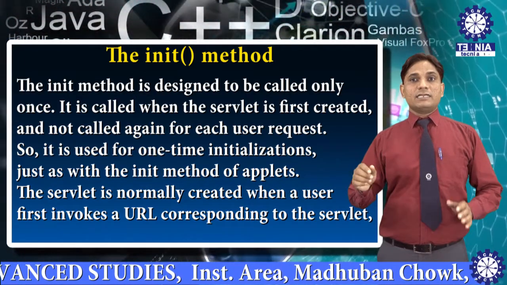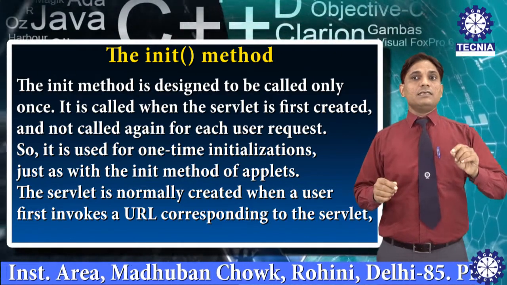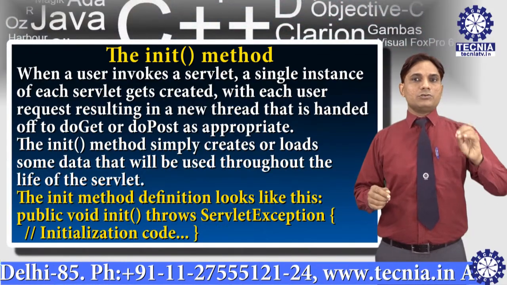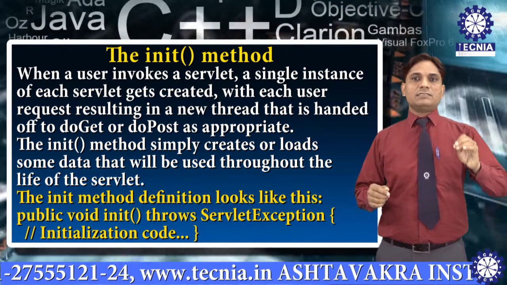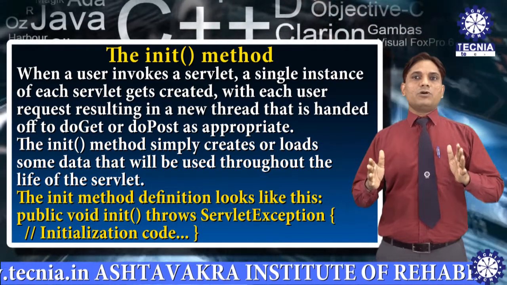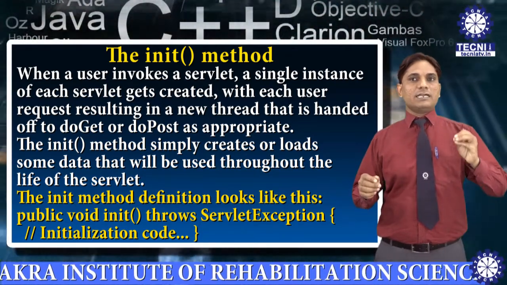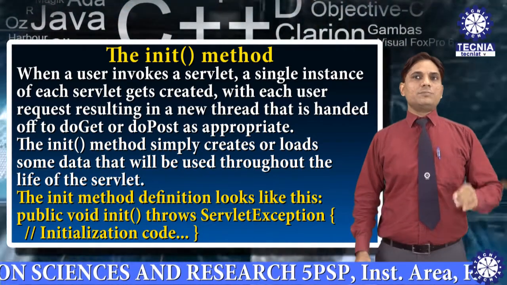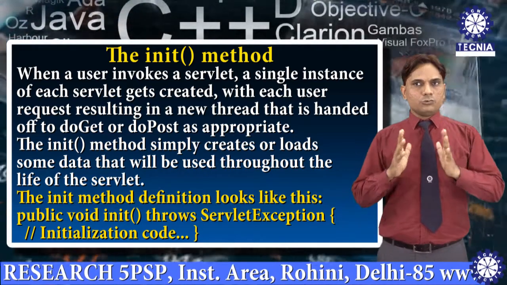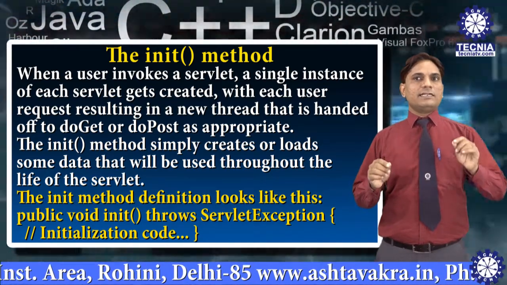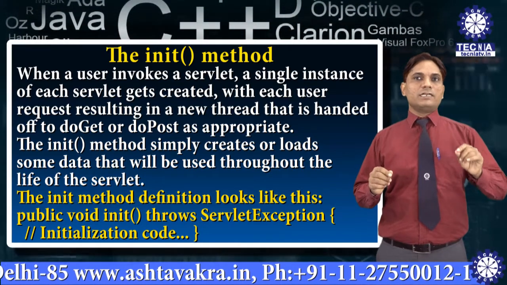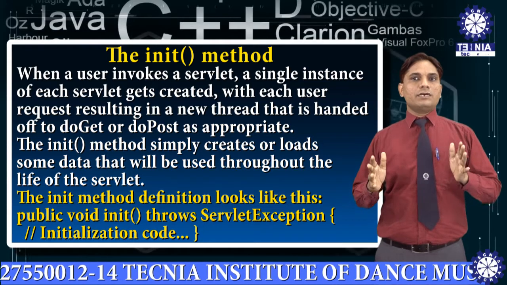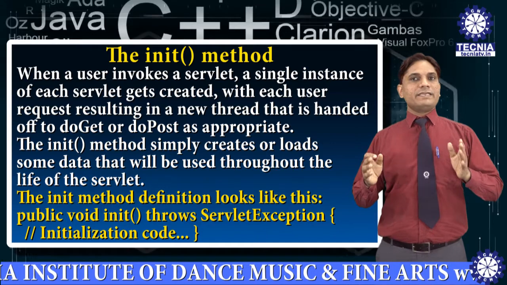Just as with the init method of the applet, the servlet is normally created when a user first invokes a URL corresponding to the servlet, but you can also specify that the servlet be loaded when the server is first started. So we call the init method first. The init method is designed to be called only once. A single instance of each servlet gets created, with each user request resulting in a new thread that is handed off to doGet and doPost as appropriate. The init method simply creates or loads some data that will be used throughout the life cycle of the servlet.